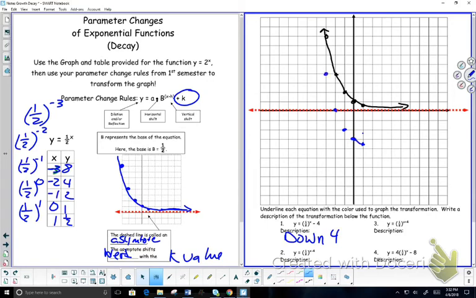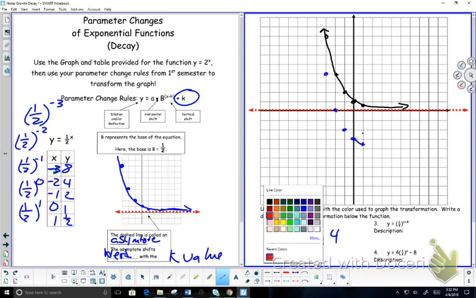What's going to happen to my asymptote? Because I can't draw it since it's definitely changed, right? Where's my asymptote go on this one? Down 4. It goes down 4 as well.